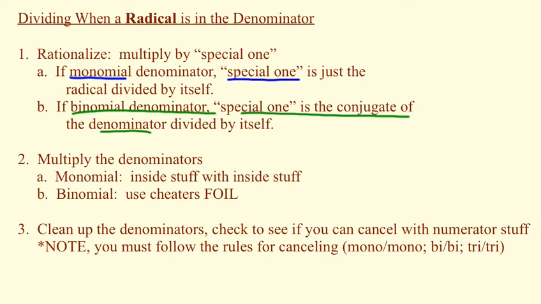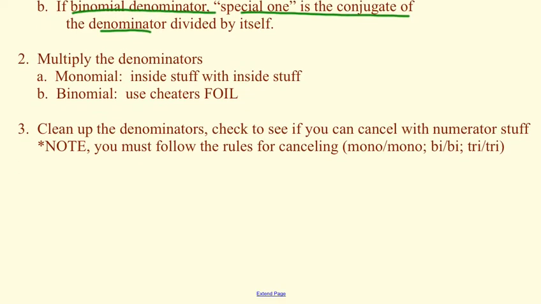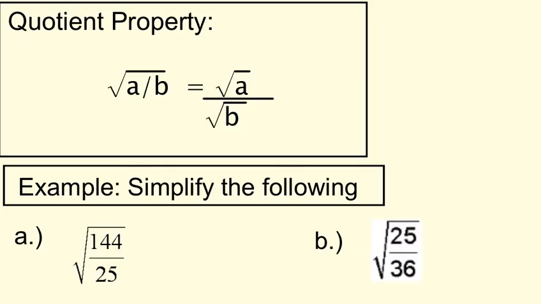When you multiply denominators, if you have that monomial, that's just inside stuff with inside stuff. If you have a binomial, then we get to use that fun cheater's FOIL. Then last step is just clean up the denominators. Check to see if you can cancel the numerator stuff. You must follow the rules for canceling. Alright, so let's get into doing some examples.